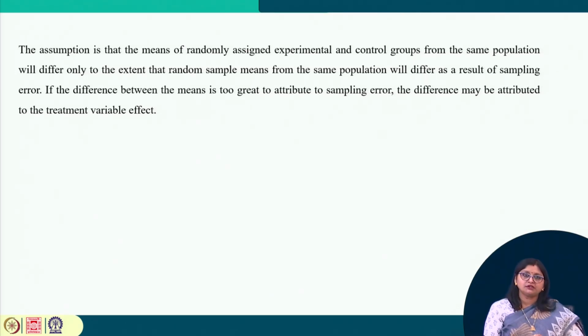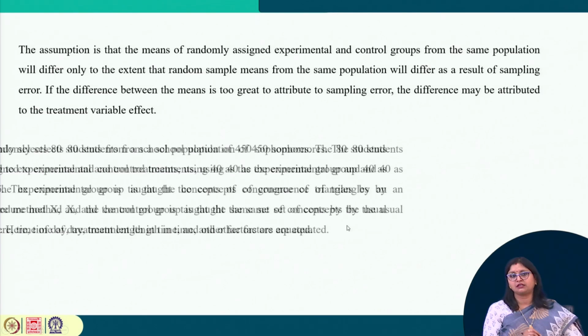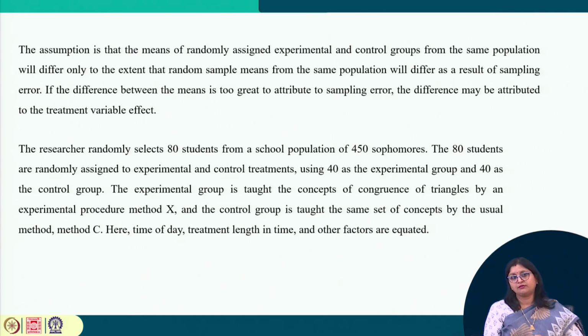What does that mean? If the difference between the means is too great to attribute to sampling error, the difference may be attributed to the treatment variable effect. The researcher randomly selects 80 students from a school population of 450 students, and the 80 students are randomly assigned to experimental and control groups, 40 as the experimental group and 40 as the control group. The experimental group is taught, suppose, the concept of congruence of triangles by an experimental method X.